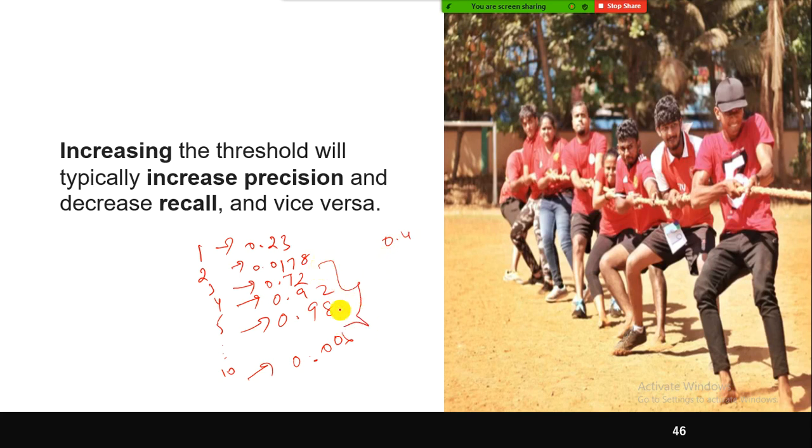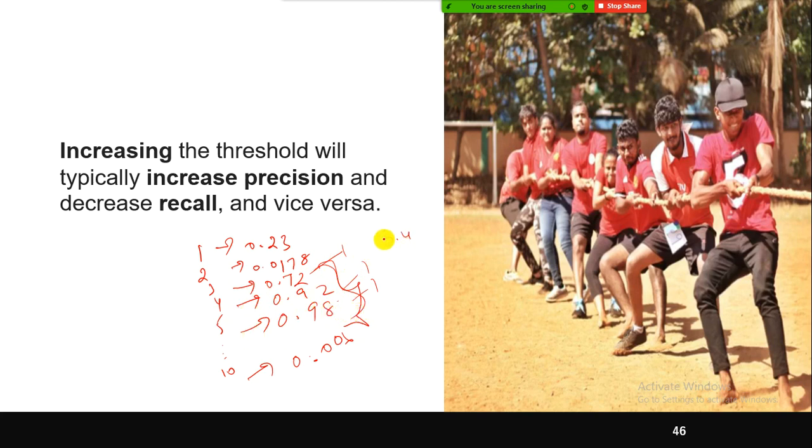If I specify the threshold value as 0.4, what will happen? These values will be assigned 1, 1, 1. The rest of them will get filtered. So hence, the number of positive values is less, because 0.72 is somewhat closer to 1. That means there is a higher probability this customer will churn.